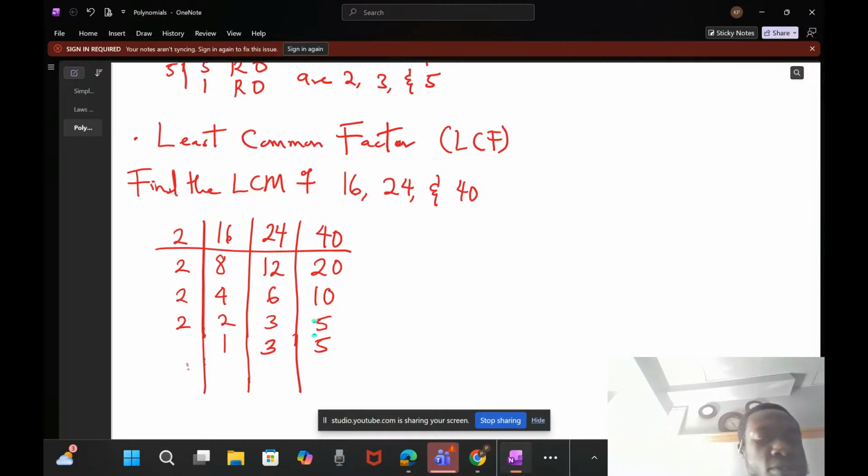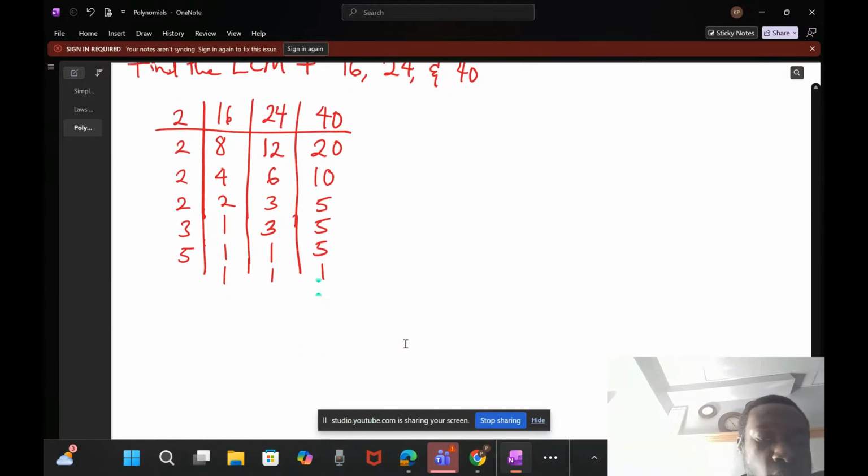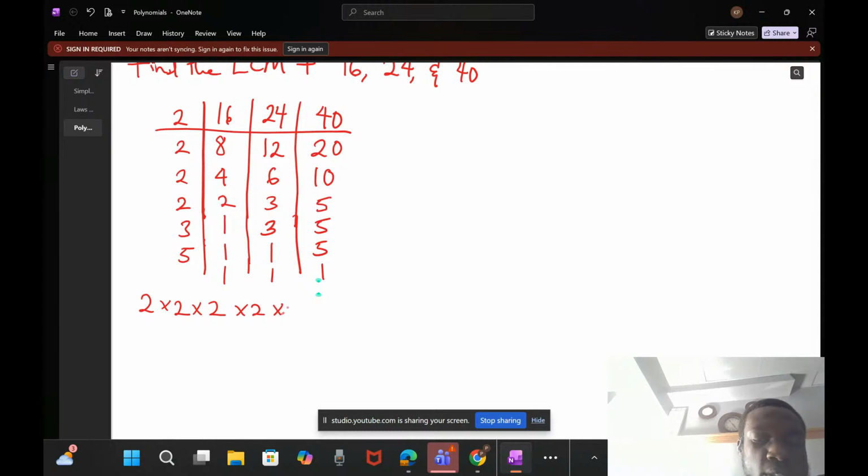So now let's divide by 3 again. So 3 divided by 3 is 1. We still have 5. And let's divide by 5, the last number. So that's 1, 1, 1. Okay. So now for us to get the LCM, we'll do 2 times 2 times 2 times 2 times 3 times 5. So we're multiplying with the numbers that we used to divide these 3 numbers.